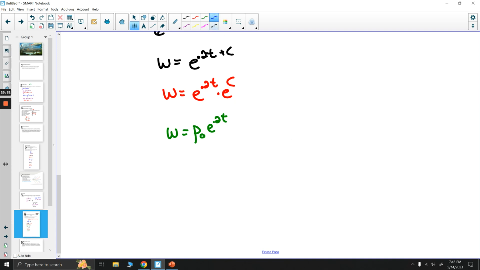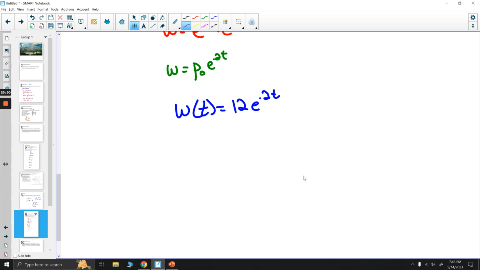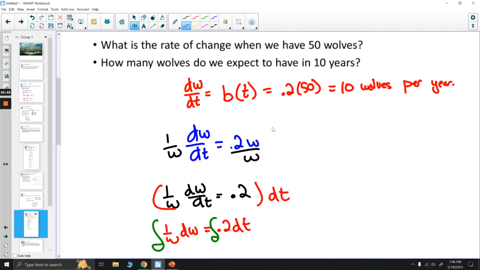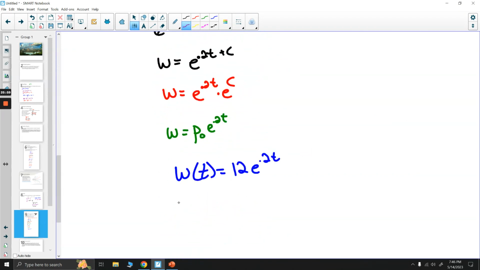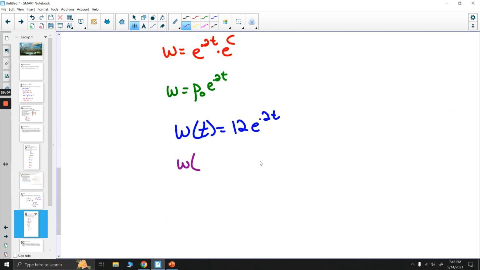That is how we can describe our population of wolves. Now, in our problem, our initial wolf population was 12. So the wolf population with respect to time is 12 times e to the 0.2t. This 0.2 is telling me that the population is increasing by 20% a year, which is pretty significant. If I want to know how many wolves we expect to have in 10 years, we have our wolf population in terms of t. I believe it was 10 years. Good thing I checked. 10 years is equal to 12 e to the 0.2 times 10.